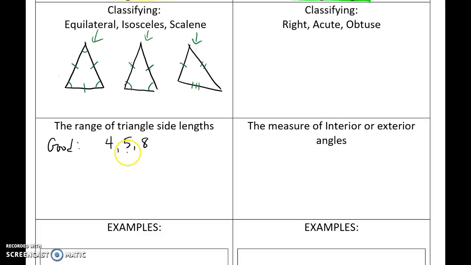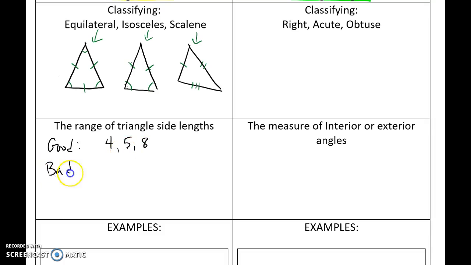This is a good triangle because if I add any two sides, they are bigger than the third. 4 plus 5, is that bigger than 8? Yes, it is. Is 5 plus 8 bigger than 4? Yes, it is. Is 4 plus 8 bigger than 5? Yes, it is. This would be a good triangle.